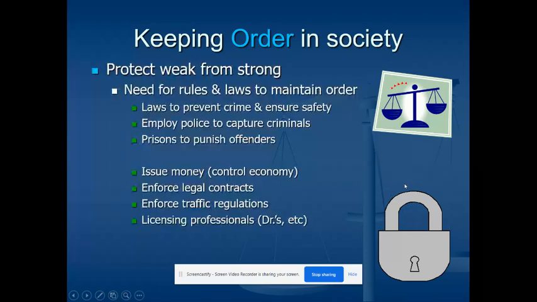So the way that our country keeps order in society is we have rules and laws to maintain order. Not all laws are about keeping order, but many of them are. Whether it's to prevent crime and ensure safety, using the police, etc. Those things like, hey, you need to stop at a stop sign. That allows for the transportation of individuals to get from point A to point B without being inhibited by other people. Okay, so that's a law.